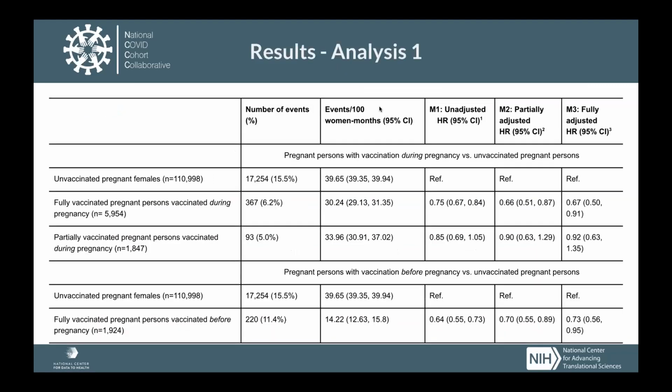Here shows the results of the statistical analysis of our first study. So among the unvaccinated pregnant females, around 15.5% of them have COVID infection after 14 days plus the vaccination approval date. And for people who are vaccinated during their pregnancy, around 6.2% of them have the breakthrough infection. So as we see here, those people who received the vaccination have a lower breakthrough infection rate compared to the unvaccinated pregnant females. And similarly, they have fewer events per 100 woman months compared to the unvaccinated pregnant females.